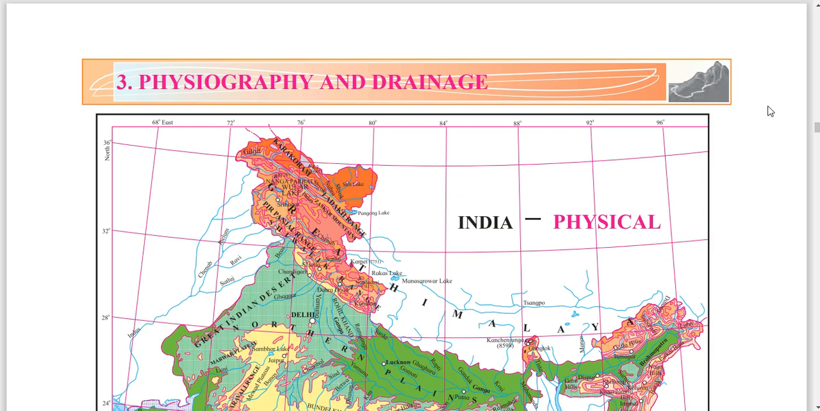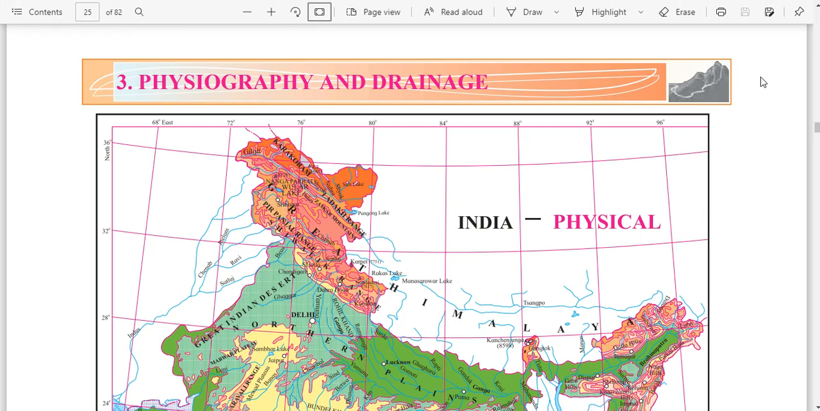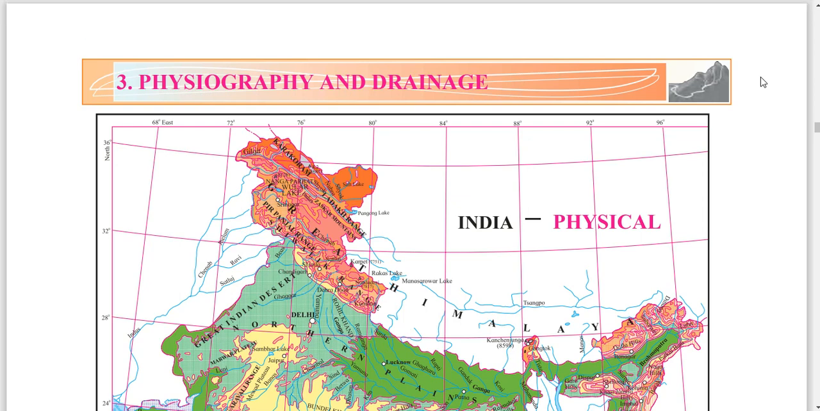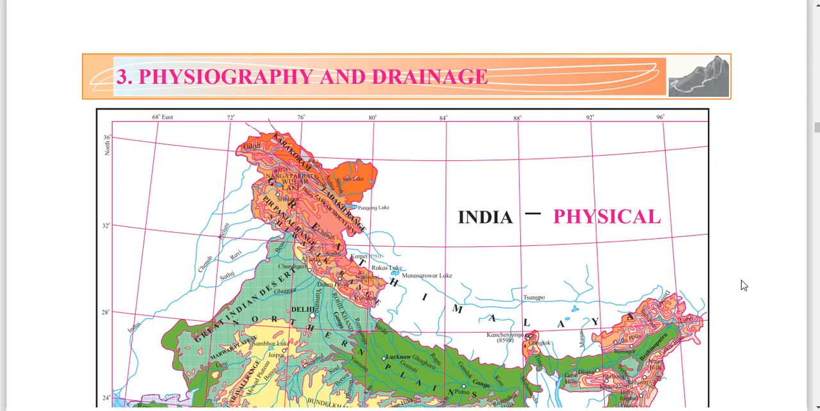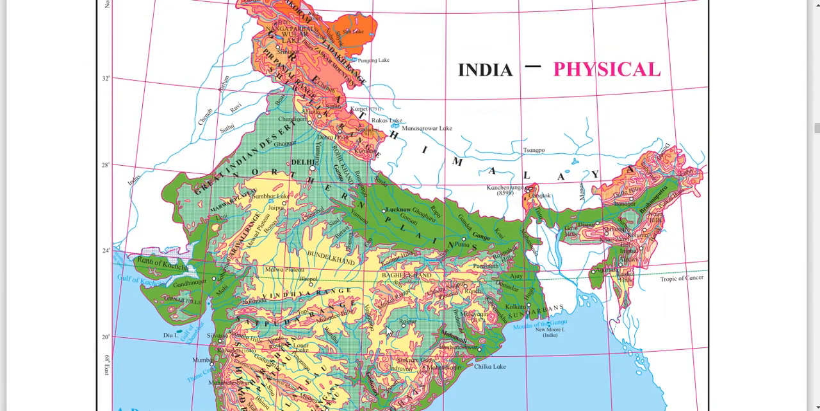Hi students, now we will read the lesson 3rd, Physiography and Drainage, class 10th Maharashtra board. This is the physical map of India. In this, different heights are given by different colors and flow of rivers are also shown in the map.